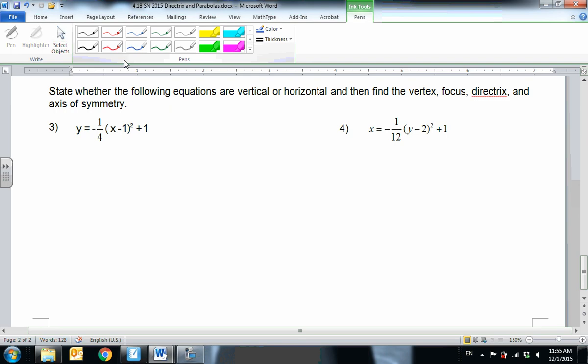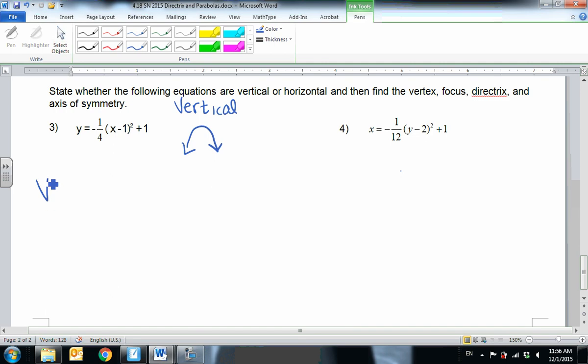Okay, which way does that parabola open? Down. Why? Okay, first tell me how you knew it was vertical. Good. You've got y equals instead of x equals. Your x is being squared. And then we knew it opened down because our a value is negative. Everyone okay with that? All right, cool.